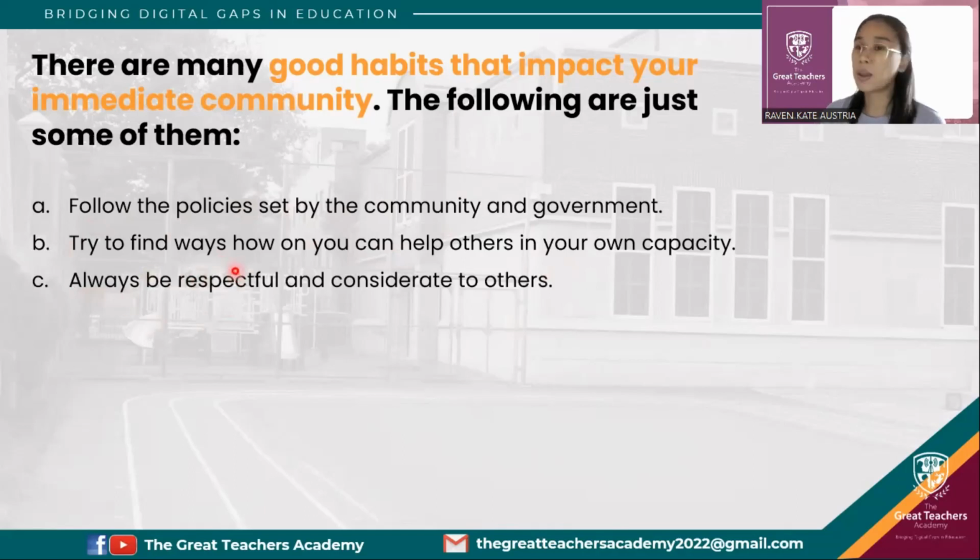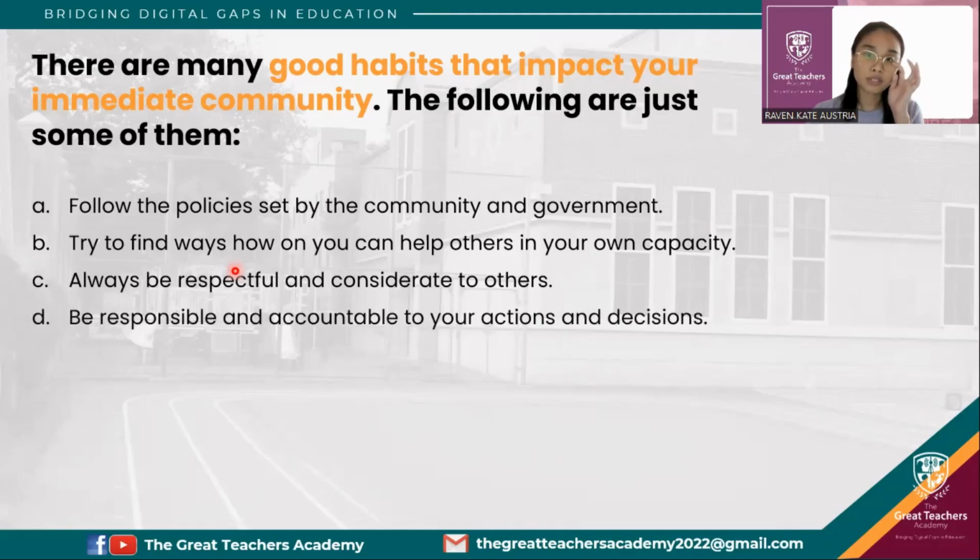Now, letter C, always be respectful and considerate to others. This is very important to remember. Kasi, especially in our community, hindi natin alam kung ano yung pinagdadaanan ng mga taong nakakasalamuhan natin. Possible na sobrang lungkot niya, possible na may problema siyang dinadala, possible na meron siyang kaaway, nakatampuhan. So tayo, as students or members in the community, we should always respect them and be considerate. Kasi malay mo, ikaw pala yung magpagaan doon sa problema niya. Because you are being respectful and considerate to them.